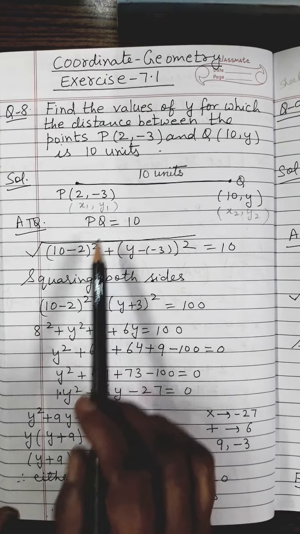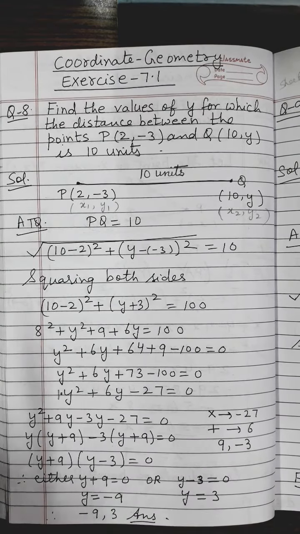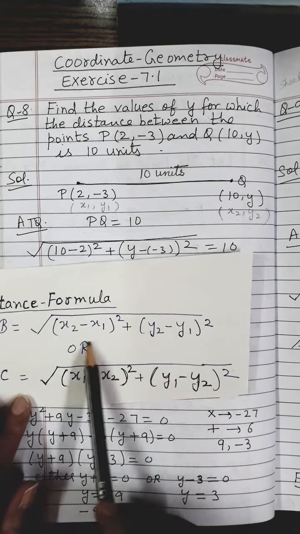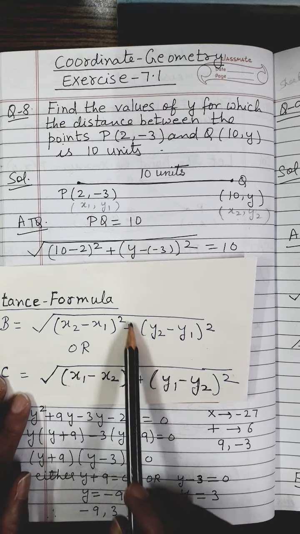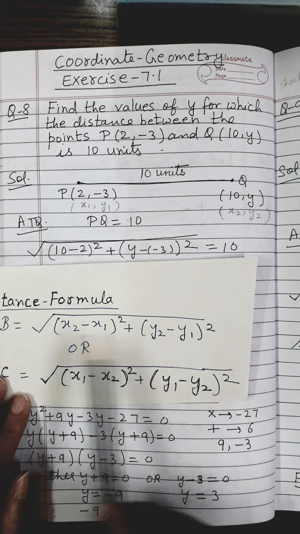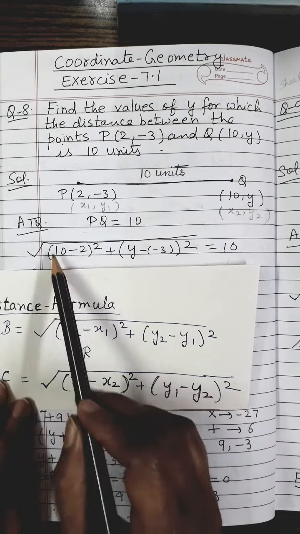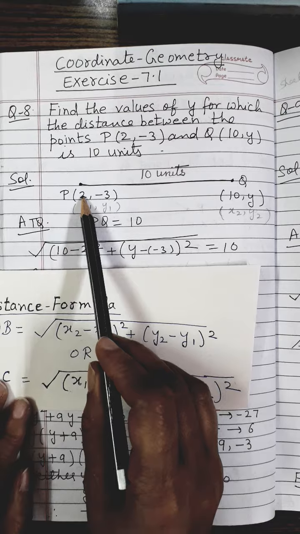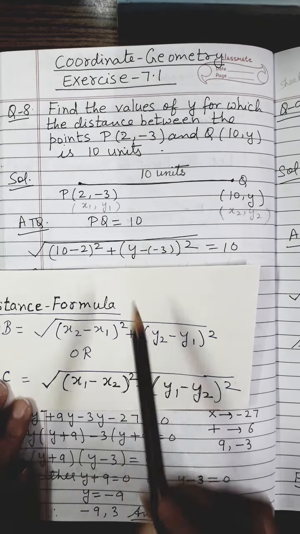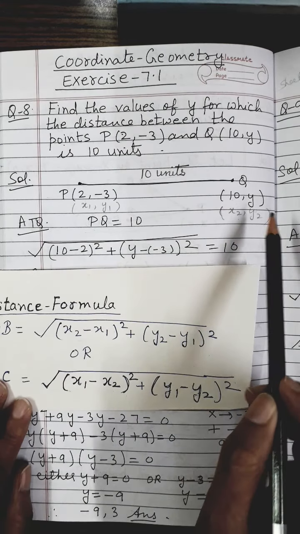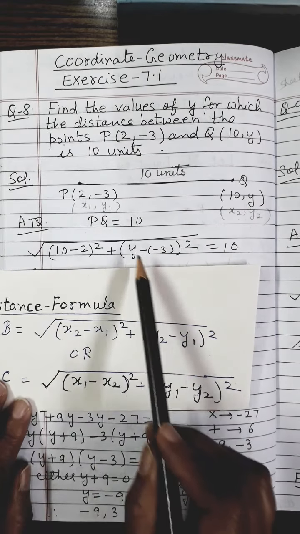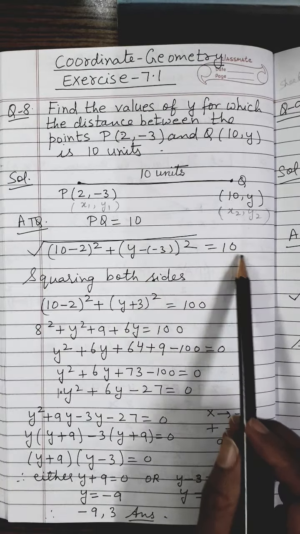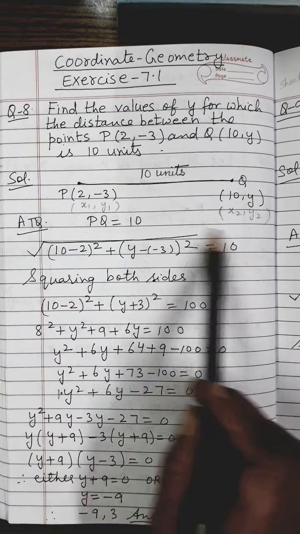Now I will make use of distance formula. Distance formula, I think you must be already familiar with it. I am using this formula. This is your distance formula: square root of x2 minus x1 whole square plus y2 minus y1 whole square. So in this case, square root, what is your x2 minus x1 whole square? It will be 10 minus 2 whole square, plus y2 minus y1 whole square will be y minus 3 whole square. So y minus 3 whole square, and this is equal to 10. So after making use of distance formula, I will get this expression.